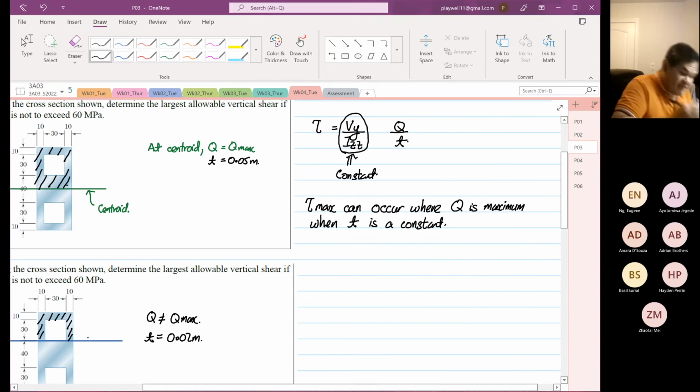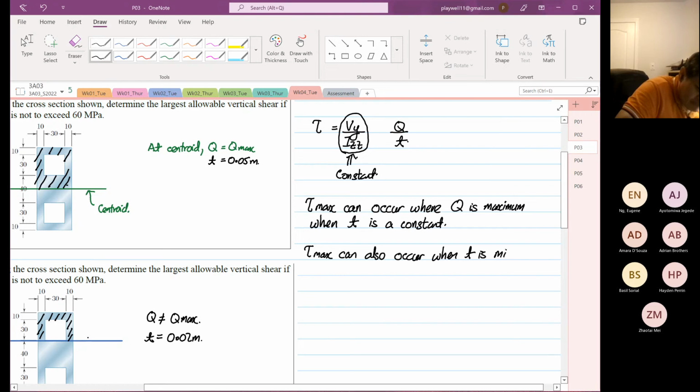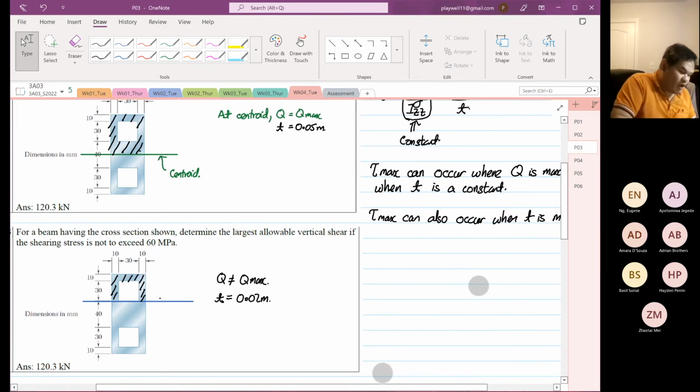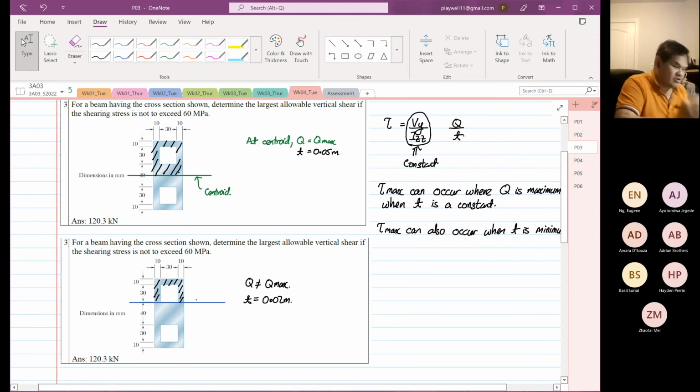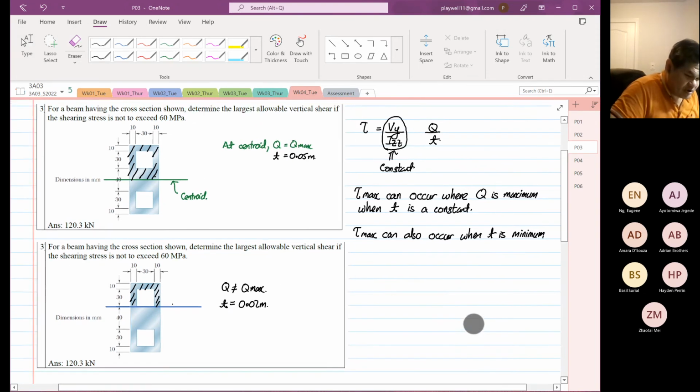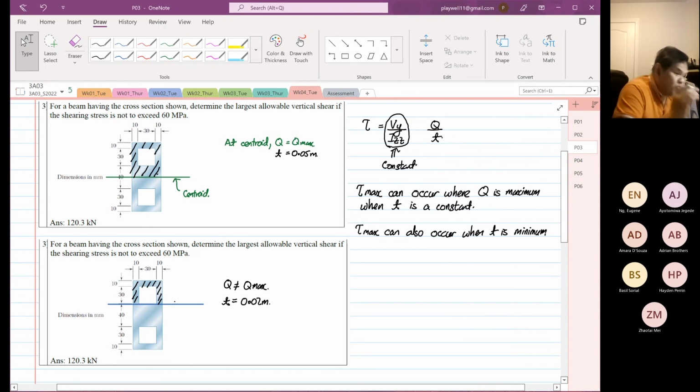However, tau max can also occur where t is minimum. So we don't know. That's why it's so interesting for this question. We don't know exactly where it will occur, and this is where we have to check.